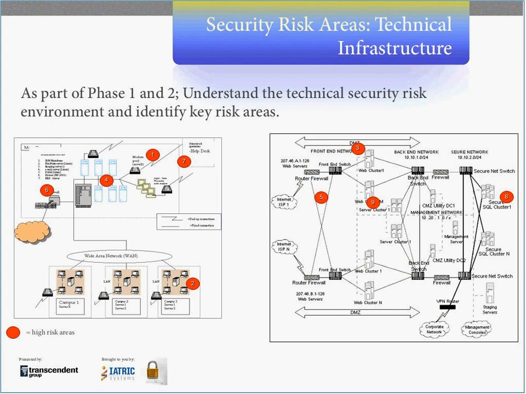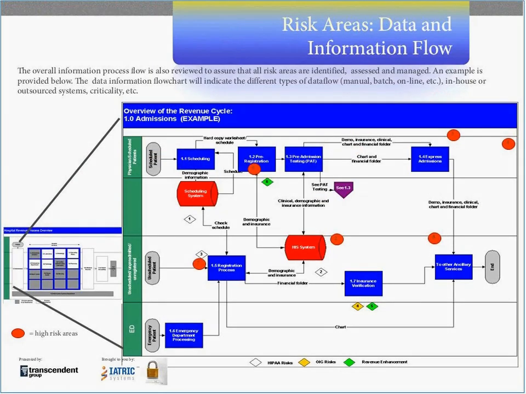Based on this, we can identify different risks, and the risk areas are identified with red dots in this example. Another example is the data information flow. This shows the revenue cycle, what the business processes are, and what systems are involved, and where the key security risk areas are identified.